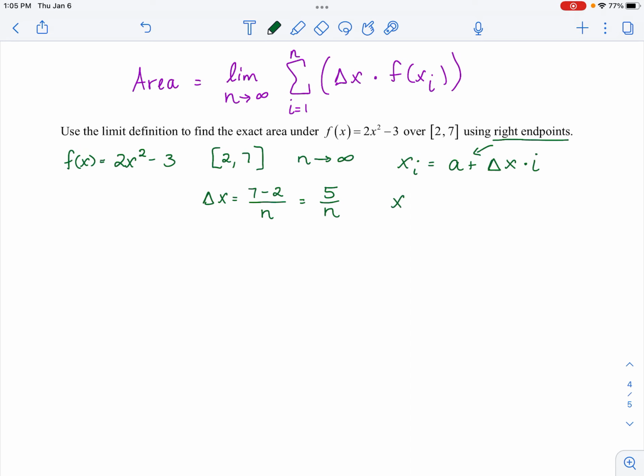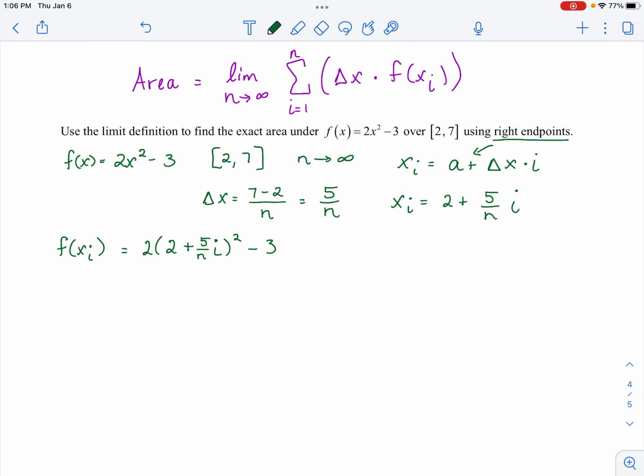So now we need our x sub i, which is our a value, 2, plus our delta x, 5 over n, times i. I don't need the times sign there, just times i. All right, now I need to know what f of x sub i is equal to. So that's 2 parentheses squared minus 3. And in the parentheses, I need my x sub i's: 2 plus 5 over n times i.